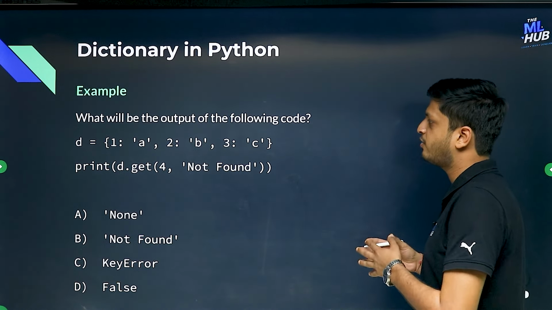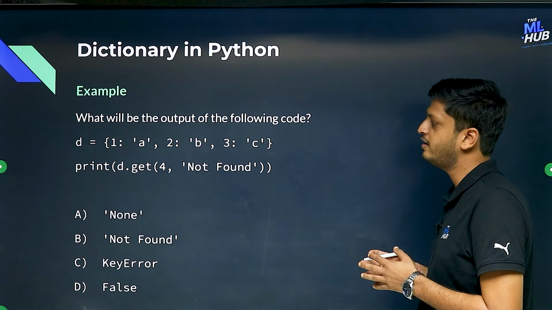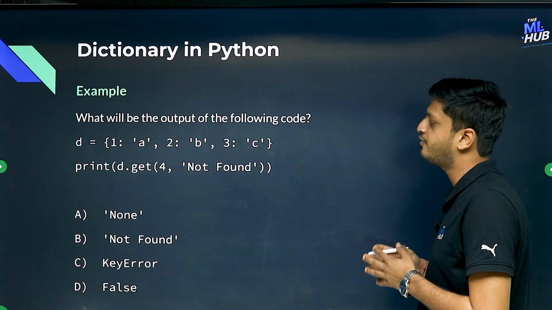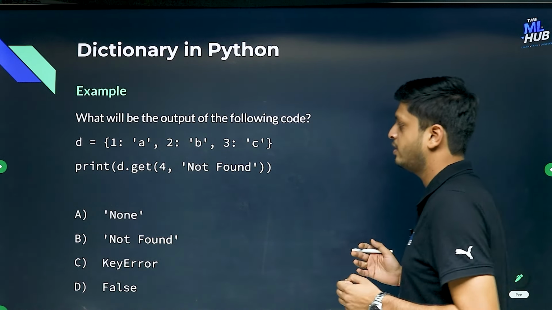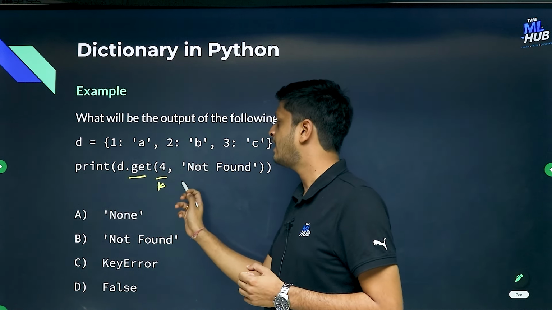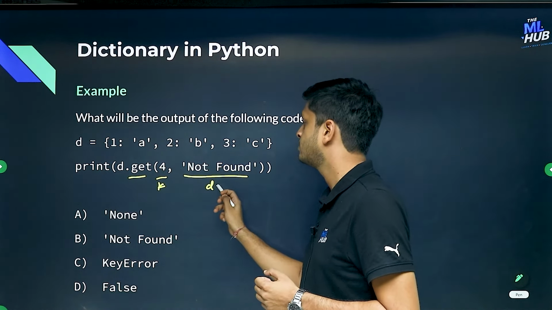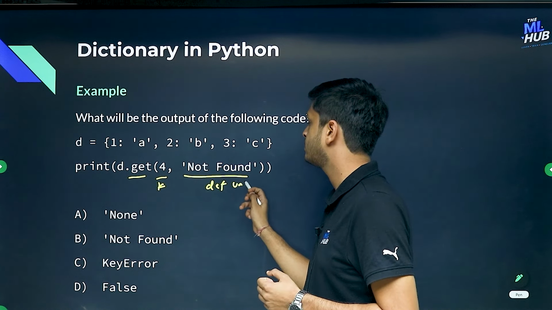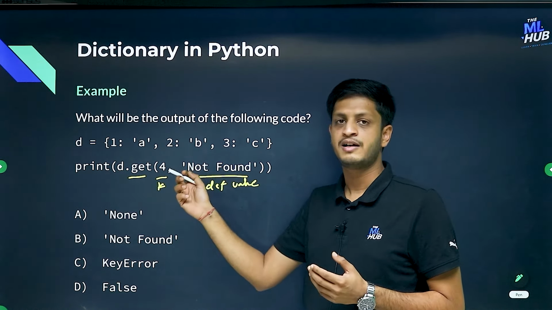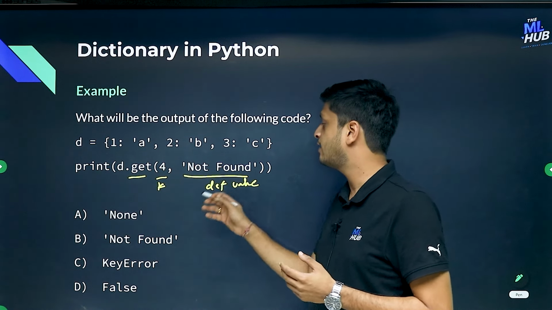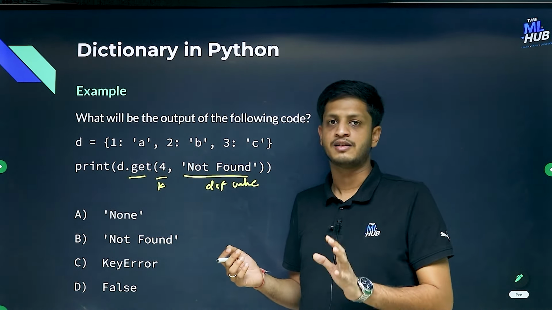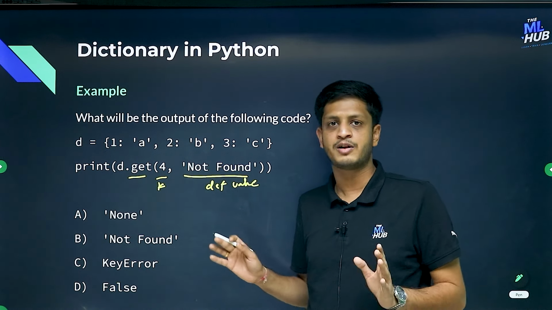What will be the output of the following code? We have a dictionary D containing 1:A, 2:B and 3:C. You have to print d.get(4, "not found"). So this is how the get function works. In the get function, you can give a key and a default value. The get function never gives you an error. Even if the key is not present, it will just give you the default value. And if the default value is not given, then the default value of default value is None. So None will be given as output. Error will never be there.